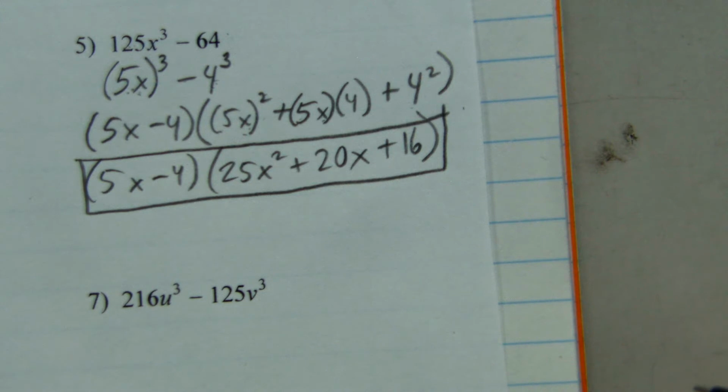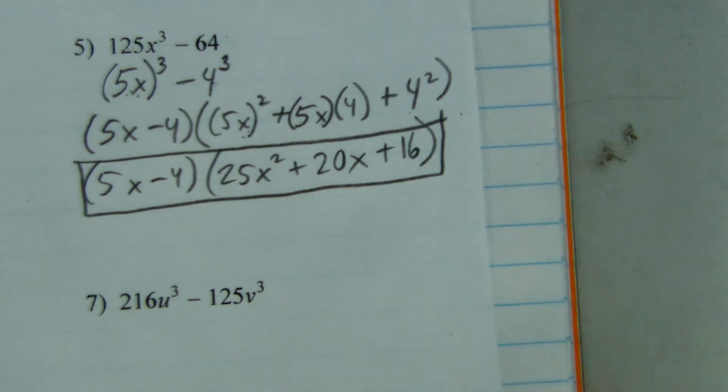Okay, so the first 4 we only had 1 variable. Now I'm going to throw in other variables. It doesn't really change what you're going to do. Just means you're going to have more variables in the answer.